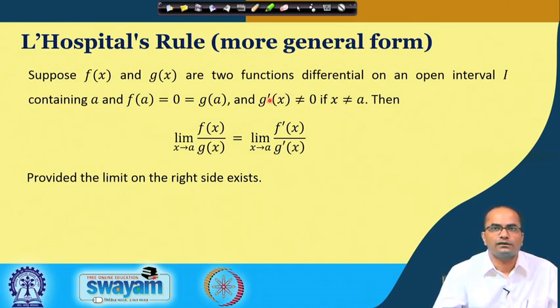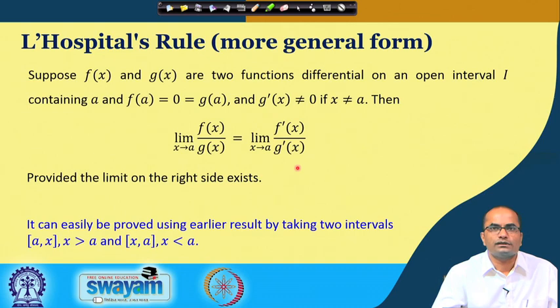We do not need such restrictions on g prime, but other than this, x is equal to a, the g does not vanish. So, in this case also one can easily prove that limit x goes to a. Now, there is no left or right concept here. So, the limit as x goes to a of f x over g x is equal to the limit as x goes to a of f prime over g prime x, provided the limit on the right hand side exists.